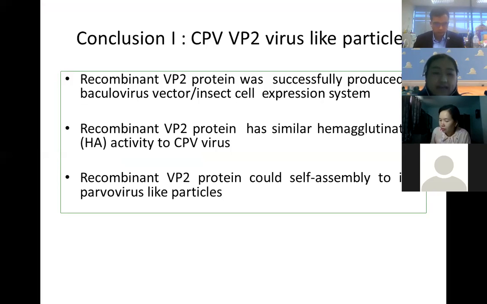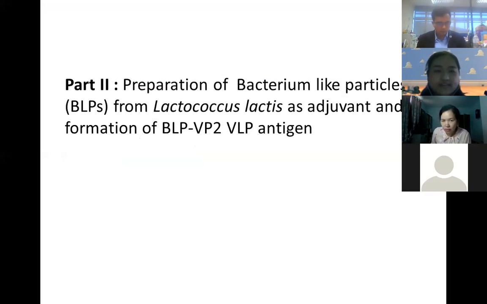For the first part, I can conclude that recombinant VP2 protein was successfully produced by the baculovirus vector insect cell expression system, and recombinant VP2 protein has similar hemagglutination activity to CPV virus. The last one is that recombinant VP2 protein could self-assemble into parvovirus-like particles. Let's move to the second part.